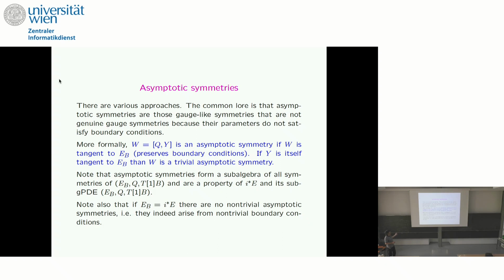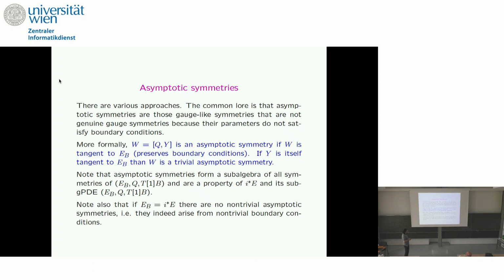So here it's exactly the same. We can say that W is an asymptotic symmetry if it arises from a gauge symmetry, so it has this form, but the gauge parameter, this y, is not tangent. Well, it can be tangent, but then it is just a gauge symmetry of a theory with boundary. But if it is not tangent, then it gives you in general a genuine asymptotic symmetry. So these are gauge symmetries which become non-gauge in the presence of a boundary, and this is a geometrical definition of it. In principle, there can be competing definitions.